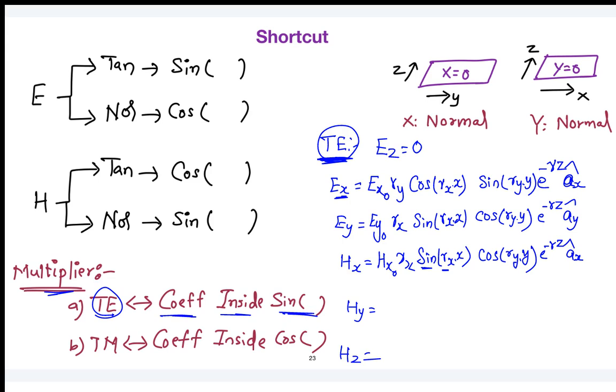Others also can reply. For HY, the first component is cos, and the second component is sine, and the multiplier is the one inside the sine, so that is gamma y. Correct. Okay, thank you. So all of you please cross check.